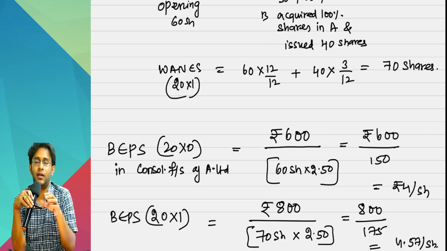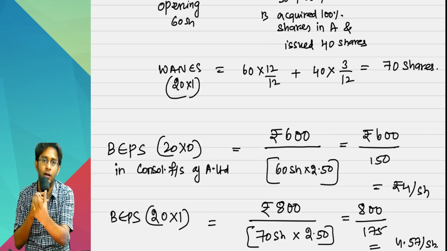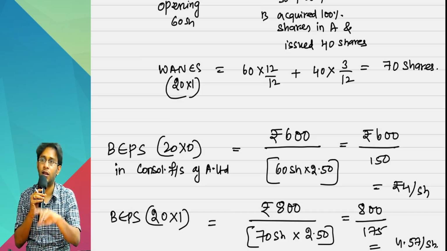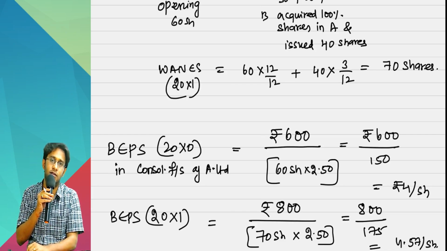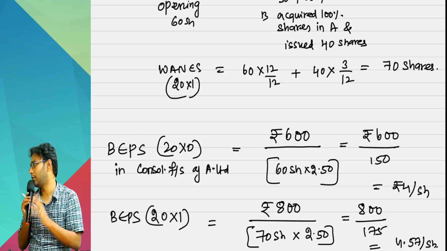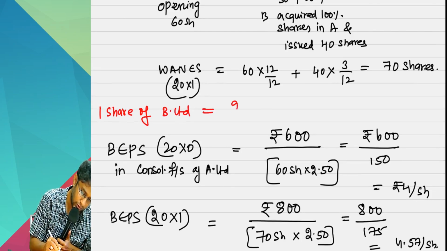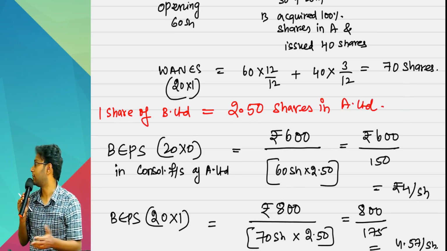It's like if B prepares its own consolidated financial statements, in B Limited how many shares will it take as denominator? 60 and 70. But actually EPS is not done in B Limited books, it is done in A Limited books. So B Limited's shares you have to translate into A Limited's shares. Each share of B is equivalent to 2.5 shares of A. Our rule I applied and I converted. So here one share of B Limited is equivalent to 2.5 shares in A Limited. That's it. The rest of the drama is over.